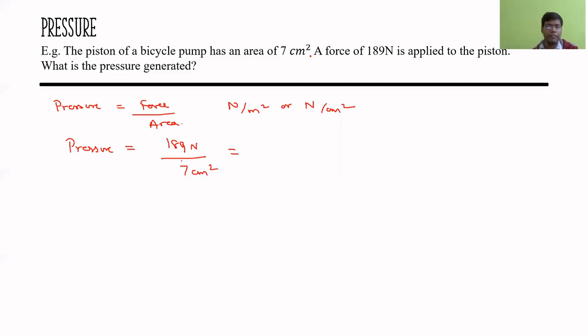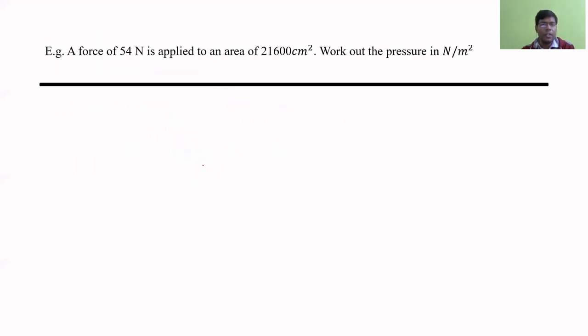So here, if I take factors, this will be 7 times 1, and this will be 27 times 7. So I'll get 27 Newton per centimeter square. It's quite a direct problem, so you just have to divide. And of course, if they ask specifically to find the pressure in Newton per meter square, then accordingly you have to convert this centimeter square into meter square and then find the pressure. But here it's not needed because he has not asked that.